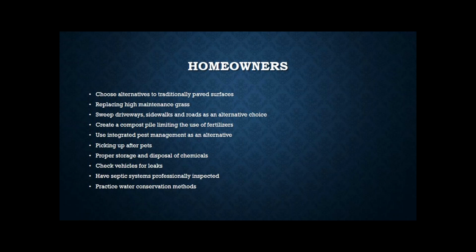And then also have your septic tank. If you don't have a septic system that connects to a sewer system, if you just have a septic system in your backyard, one of the things that you can also do is have your septic system professionally inspected every 3 to 5 years, and also practice general water conservation methods.